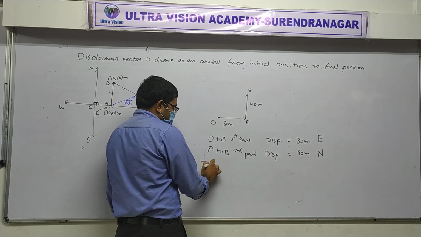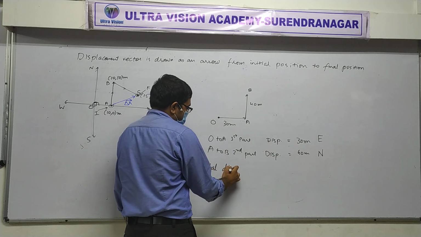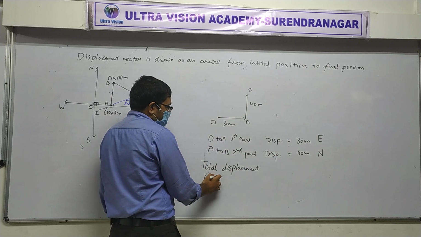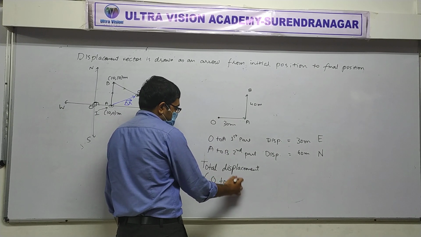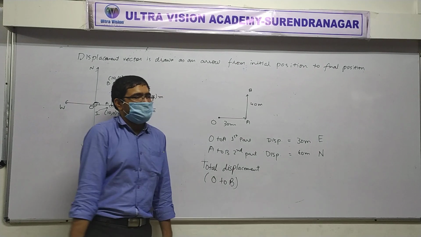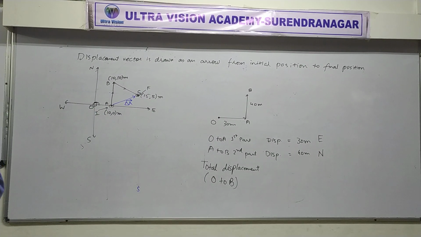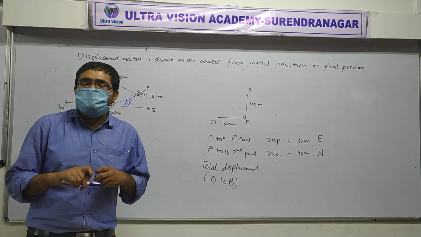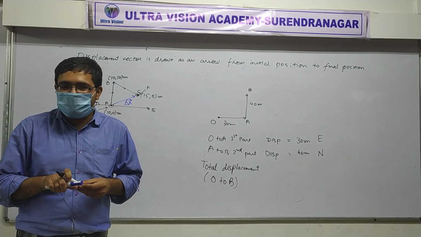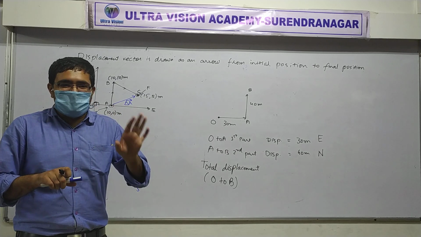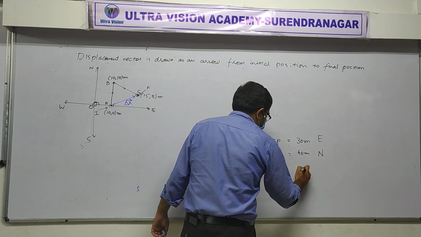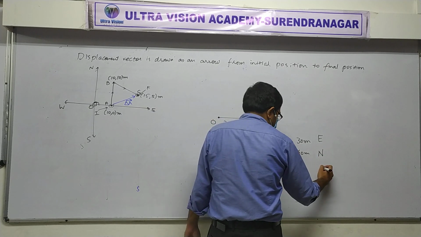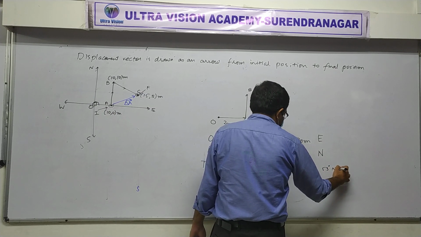Then, what is the total displacement? Total displacement means what from O to B? What is the total displacement from O to B? 50 meter. 50 meter is the magnitude. Correct or not? Sure? Absolutely? Okay. And direction is not completely different. 53 degree north of east.